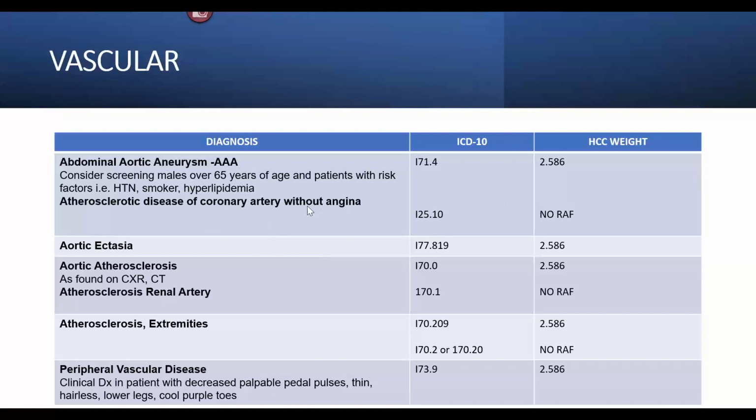AAA, you're going to get RAF for, but if you just say atherosclerotic disease of a coronary artery, you're not going to. Aortic atherosclerosis will get a RAF, but atherosclerosis of a renal artery does not. So some of these you just have to remember, but for the most part, just be as specific and RAF appropriately.